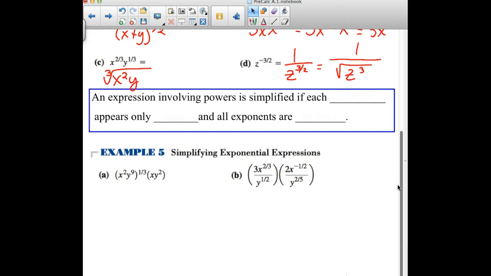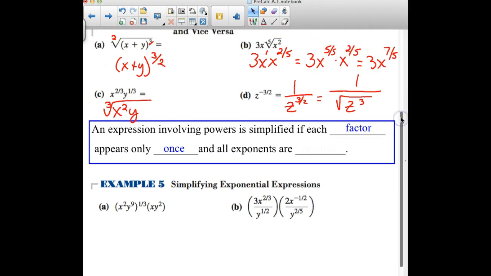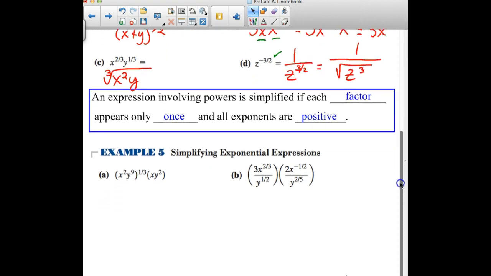An expression involving powers is simplified if each factor appears only once. And that's an example right here where we had our x's. We don't want to have them in there twice. We want to be able to combine them. The other thing is that all exponents should be positive. Just like we had here, we didn't want to leave it that way. We want to convert it so that there are no negative exponents.